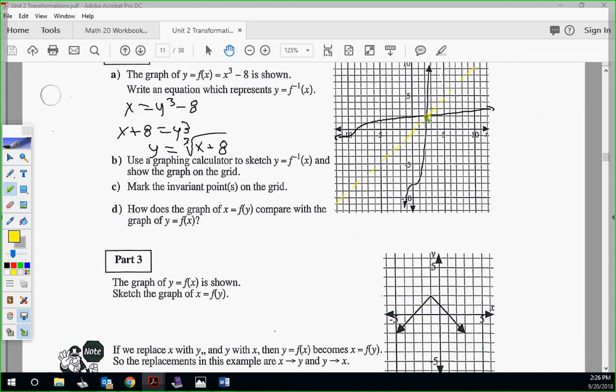So we marked it. How does the graph compare? You get the idea. It's reflecting over, not of, over the y equals x line. Okay. And we'll do the V, which is a little confusing. All right, so let's try the V here.